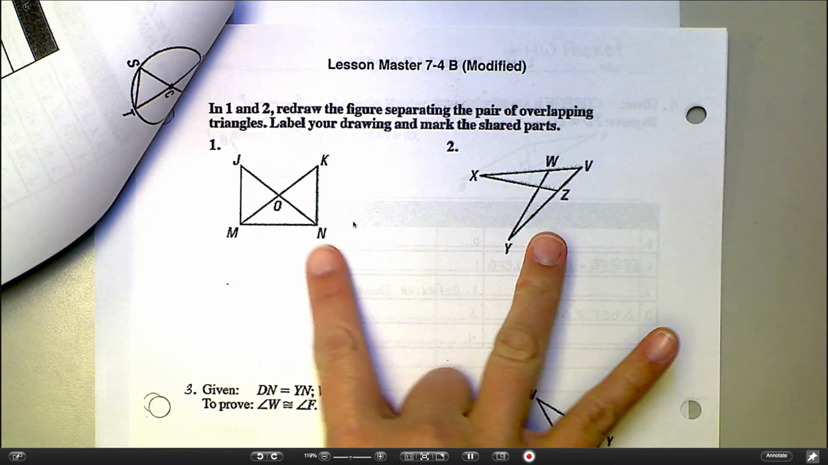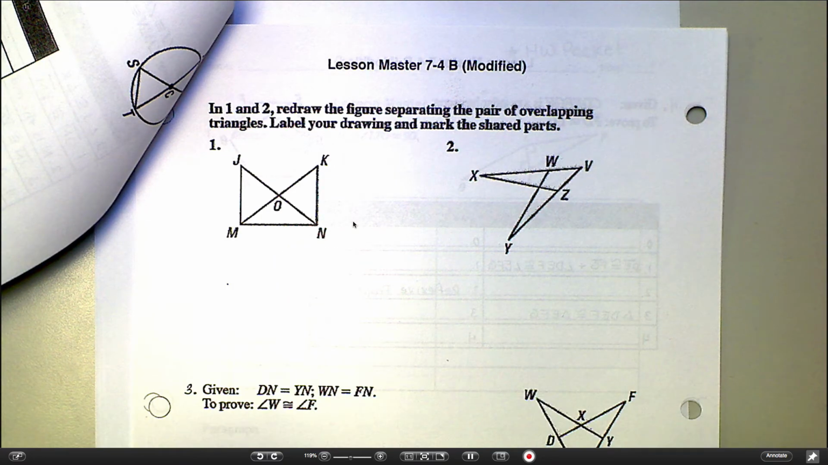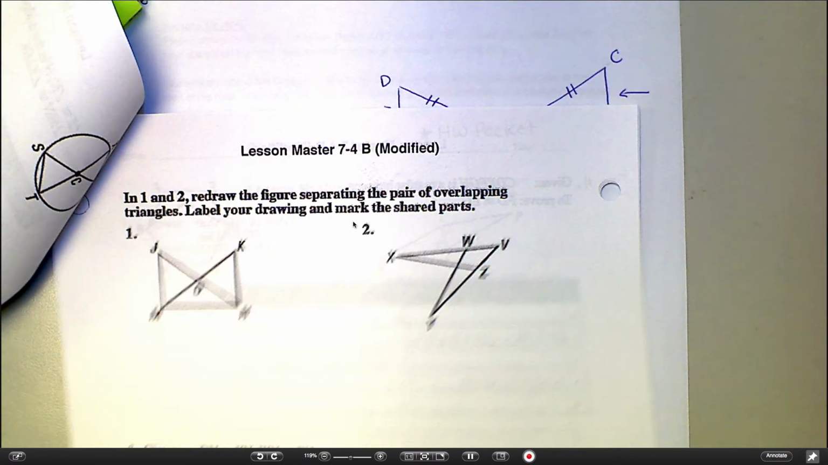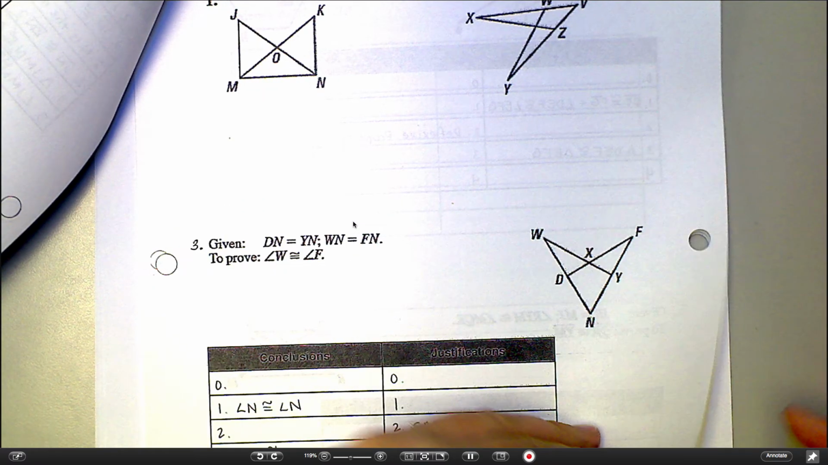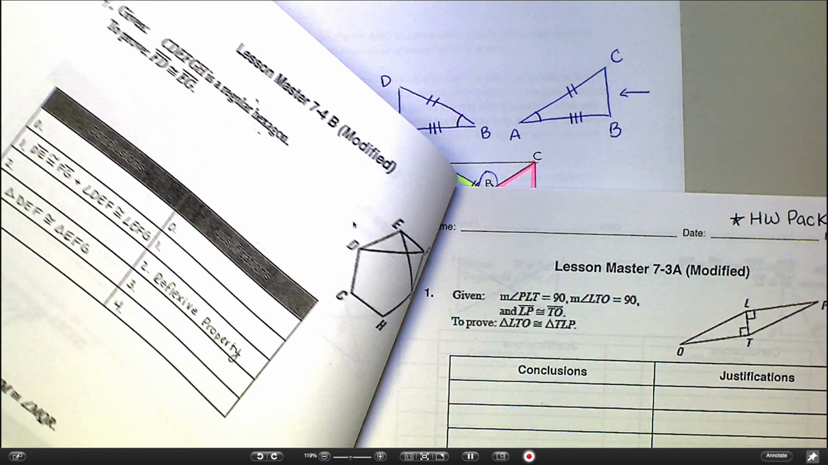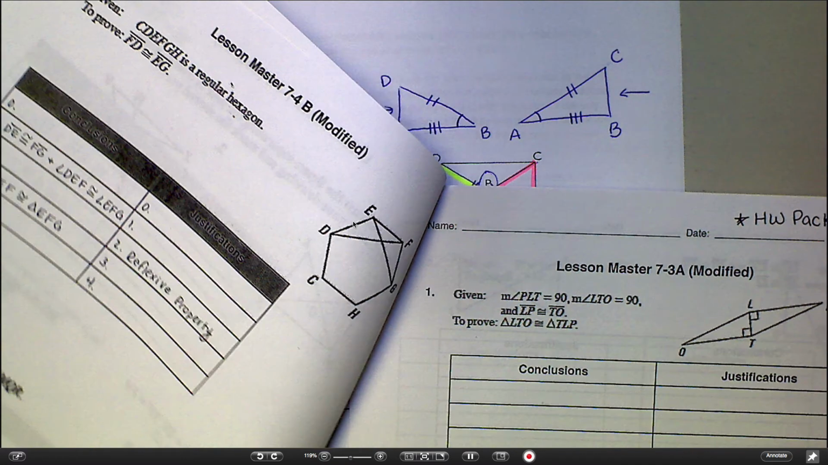So these ones just want you to draw the overlapping triangles separately, kind of like we did here, okay? And then there's 3 proofs for you to try. There's one here, and then there's 2 on the back. Those need to be done before you leave today. Mrs. Peters will be checking them for you to say that they're complete.